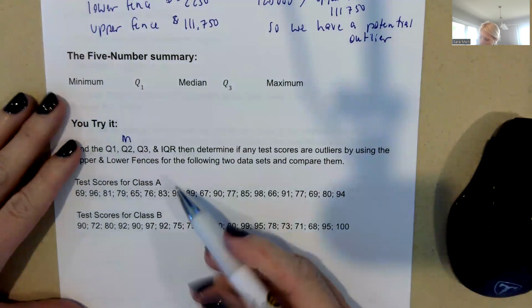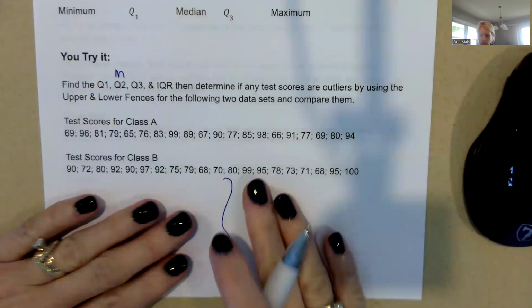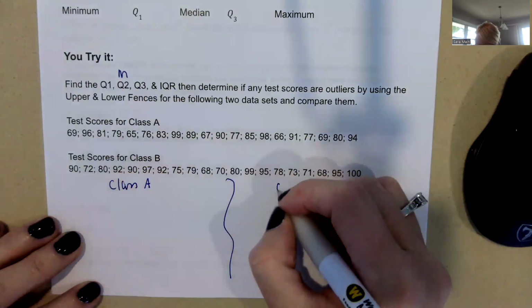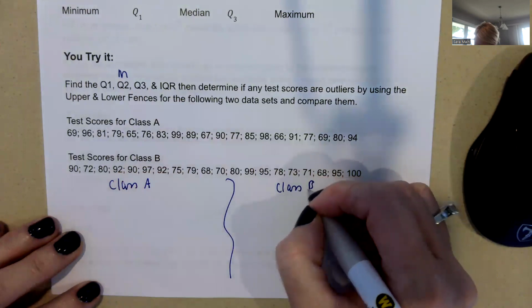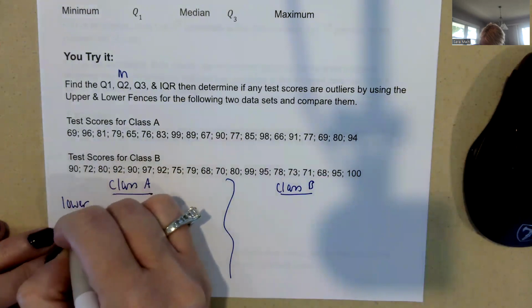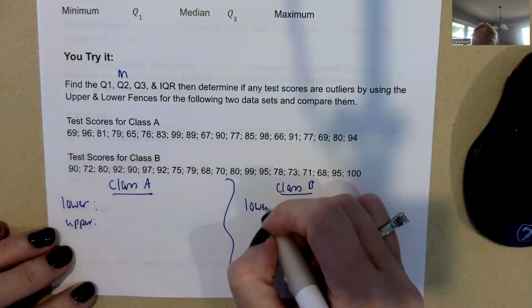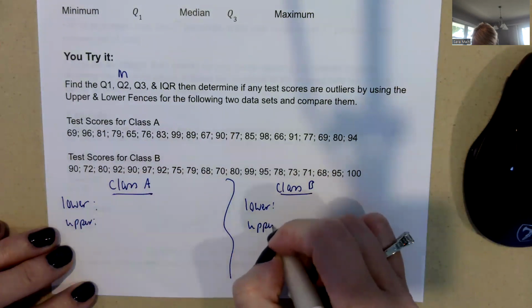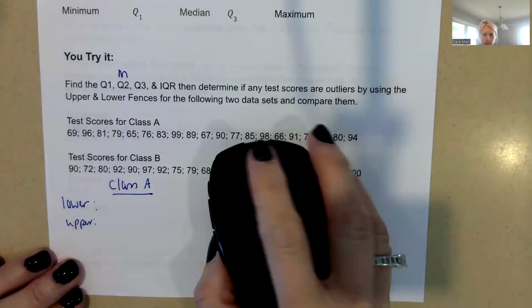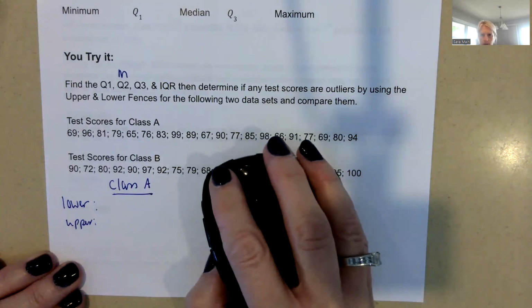And remember, on my paper here, I'm going to jot things down from Desmos just so I can compare. So I've got class A and class B, and I'm going to look for my lower and my upper fence, and then I will decide at the end if I have any data values that are potential outliers. So let's go ahead and go to our Desmos here.